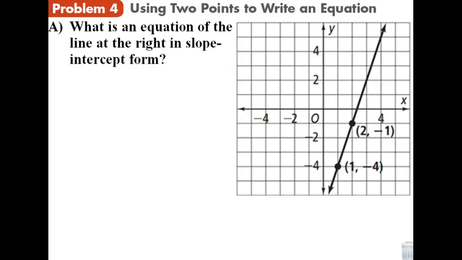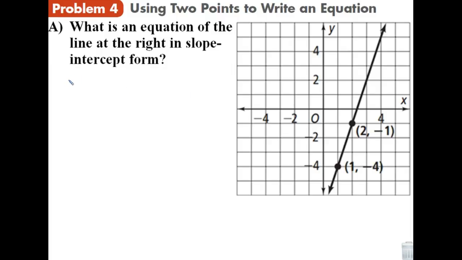In our next problem, we're going to look at using 2 points to write an equation. Part A asks, what's the equation of a line at the right in slope-intercept form? Okay, so I have 2 points on my line. I'm not given the y-intercept of this line, so we're going to have to figure that out.